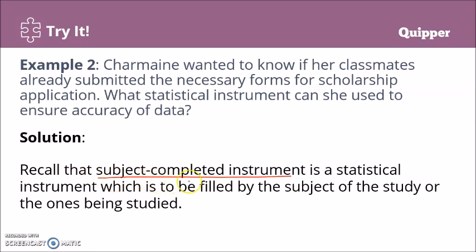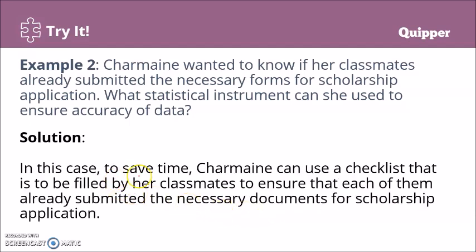So, let's recall that subject-completed instrument is a statistical instrument which is to be filled by the subject of the study or the ones being studied. Okay? So, instead na si Charmaine yung gagawa, isa-isa sa kanila, ang gagawin niya to save time, Charmaine can use a checklist. Okay? That is to be filled by her classmates. So, magdi-distribute na lang siya to ensure that each of them already submitted the necessary documents for scholarship application. Okay, checklist ang ginamit.